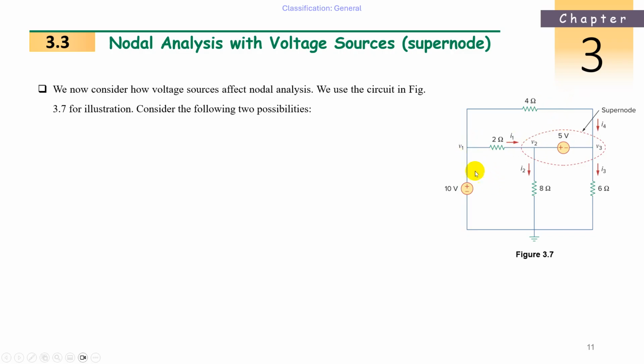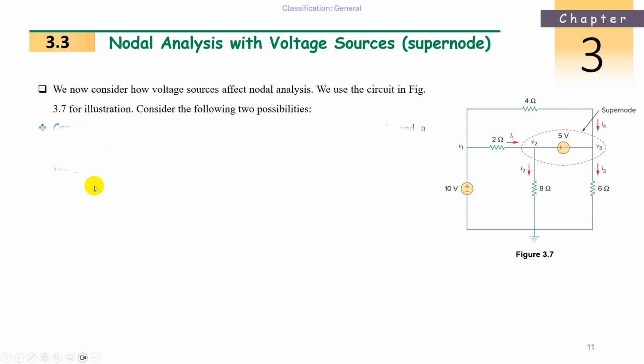Now, the first case is very easy. If V1 is directly between the node and the reference node, then V1 will be directly 10 volts, if it is positive on the upper side and negative on the lower side. If it is reversed, then minus 10. Here we cannot say whether V2 is 5 volts or V3 is 5 volts. We don't know, so we have some technique.